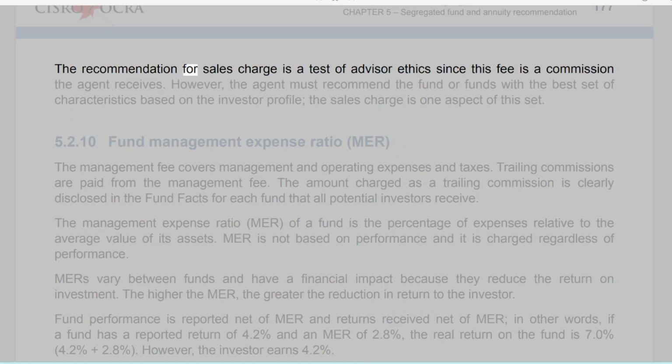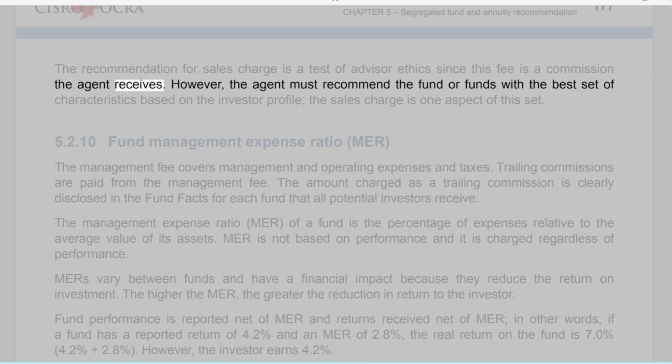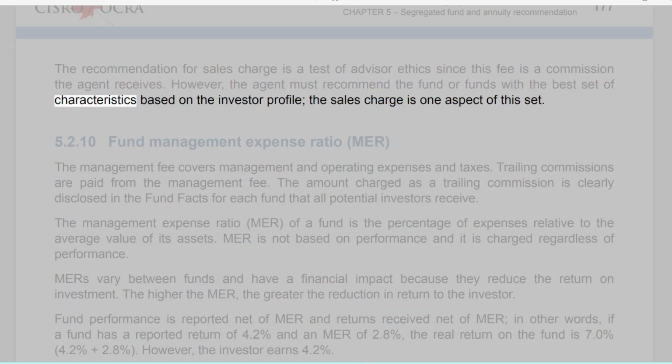The recommendation for sales charge is a test of advisor ethics since this fee is a commission the agent receives. However, the agent must recommend the fund or funds with the best set of characteristics based on the investor profile. The sales charge is one aspect of this set.